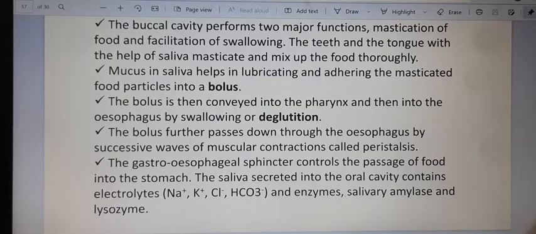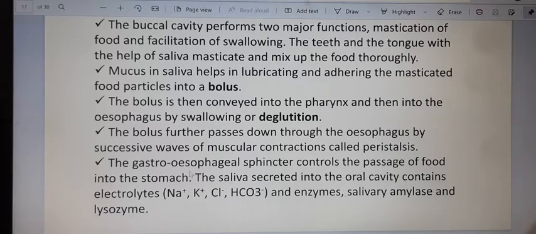Then the bolus further passes down through the esophagus by a successive wave of muscular contractions called peristalsis. This definition is also there in your syllabus. What is peristalsis? The successive wave of muscular contraction which passes the food through the alimentary canal. Don't write only the esophagus; write through the alimentary canal, because peristalsis takes place throughout the alimentary canal. Then the gastroesophageal sphincter controls the passage of food into the stomach.